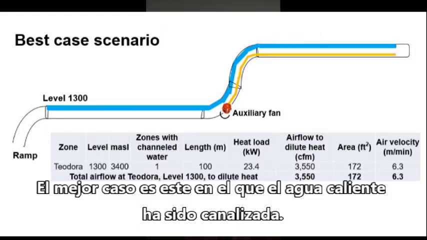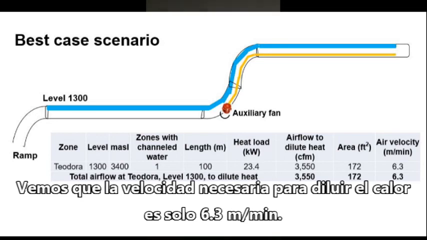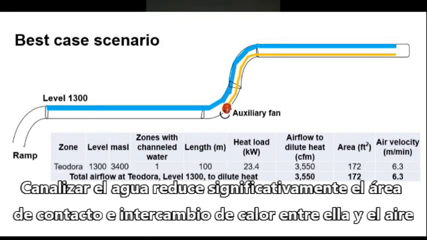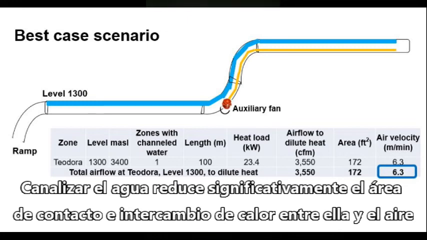The best case is this one in which the water has been channeled. We can see that the air velocity to dilute heat is just 6.3 meters per minute. By channeling the water, the heat exchange area between the water and the air is significantly reduced.